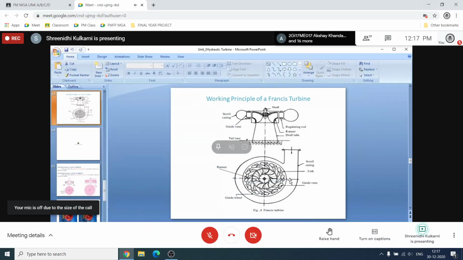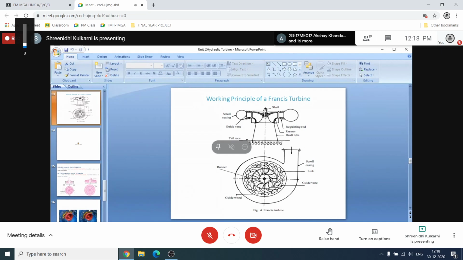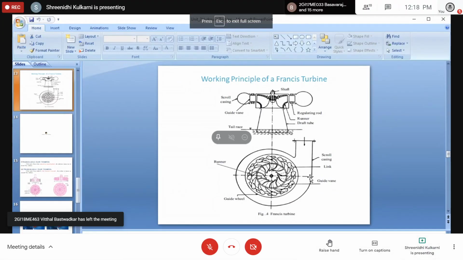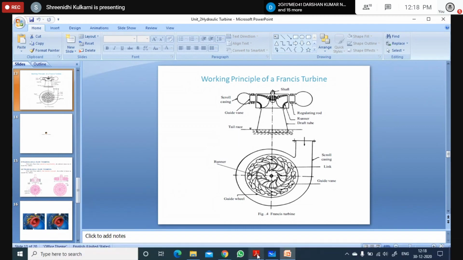Guiding the water to runner blades. I hope you understood now. So alpha is nothing but a nozzle angle, but here it is a guide vane angle at inlet as well as outlet. But at outlet it is always 90 degrees.